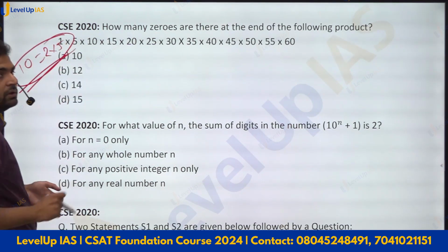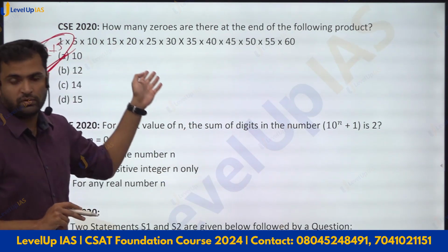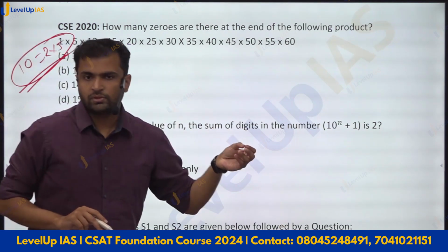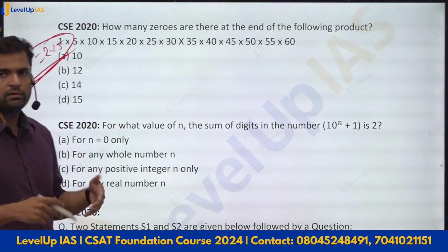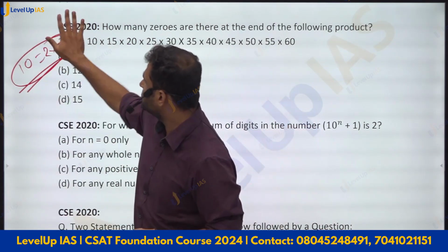So the number of times 10 appears would be determined by the number of times 2 appears and the number of times 5 appears. Whatever the maximum number of times they appear together, that will be the number of tens. So let us calculate how many times 5 appears.